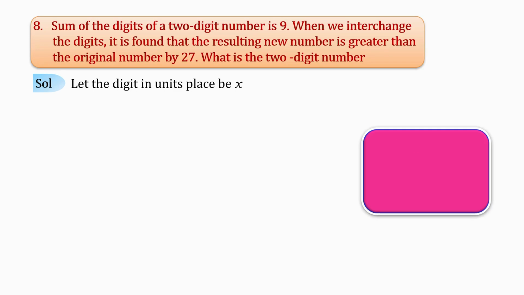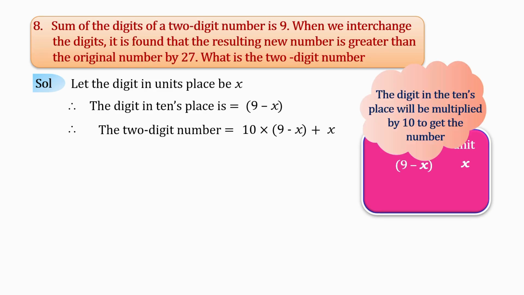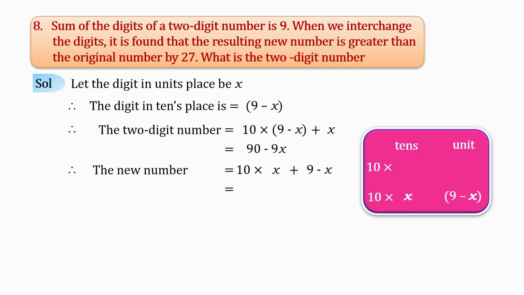So let the digit in the unit place be x and the tens place will be, since the sum gives us 9, 9 minus x. So the two-digit number will be 10 into 9 minus x plus x. So when we interchange the digits, we'll just shift the positions. So the new number will be 10x plus 9 minus x.